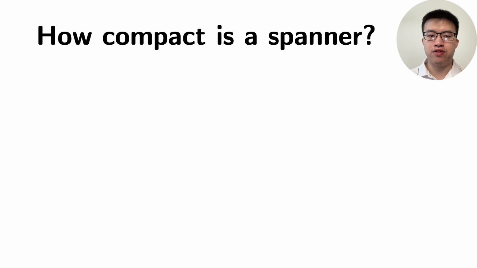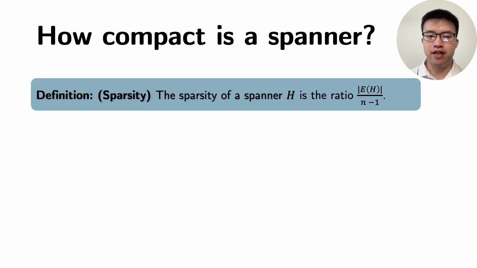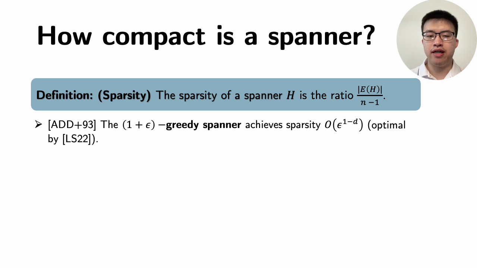There are two benchmarks to measure how compact a spanner is. The first is the sparsity. The sparsity of a spanner H is the normalized number of edges in H. Formally, it is the number of edges in H minus n, over n minus 1. In the early 90s, the 1 plus epsilon greedy spanner, a very simple and powerful construction, has been proven to achieve sparsity epsilon to the 1 minus d, and this was later proven to be optimal by Lee and Solomon.